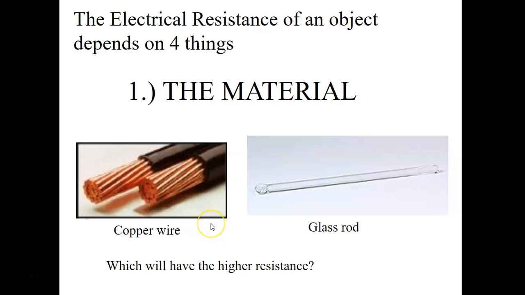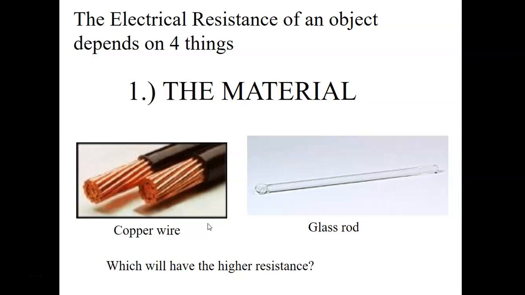Hello. Today I want to focus a little bit more on the idea of electrical resistance and the factors that affect the electrical resistance of an object. There are four main things that affect the electrical resistance of an object. One is what it's made of. That's obviously an important one.